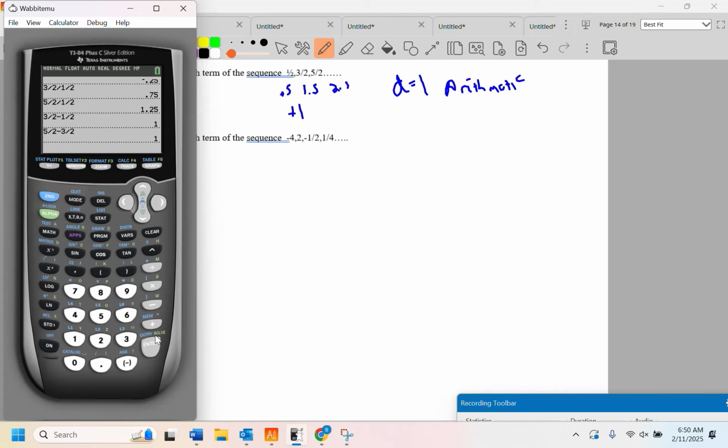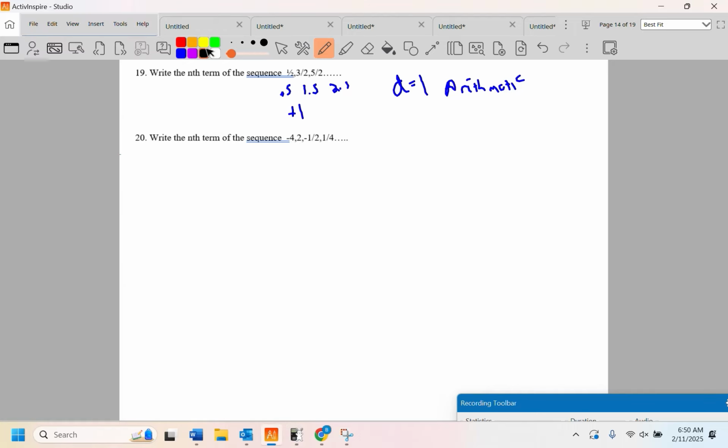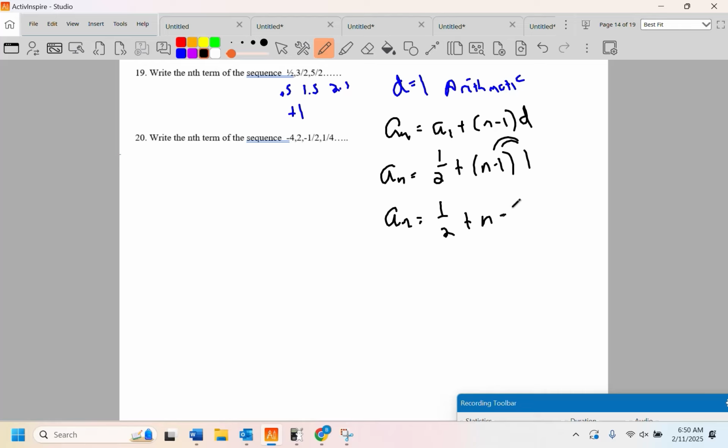So it's arithmetic. So I'm going to use the formula for arithmetic sequence. It says that the nth term is the first term plus parentheses n minus 1 times the common difference d. The first term is a half. The common difference is 1. It's called the distributive property. And combine like terms. And out front, 1/2 minus 1 minus a half. Easy peasy lemon squeezy.